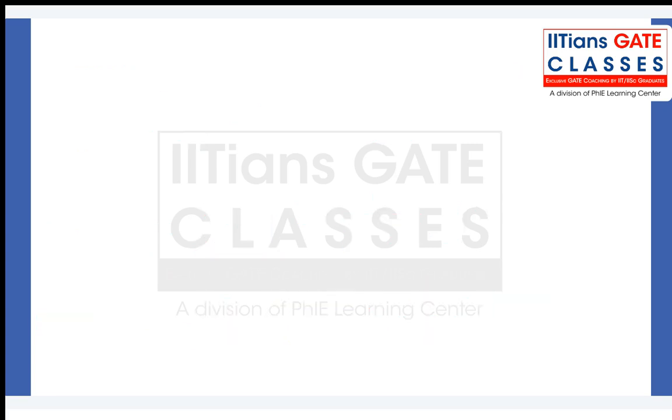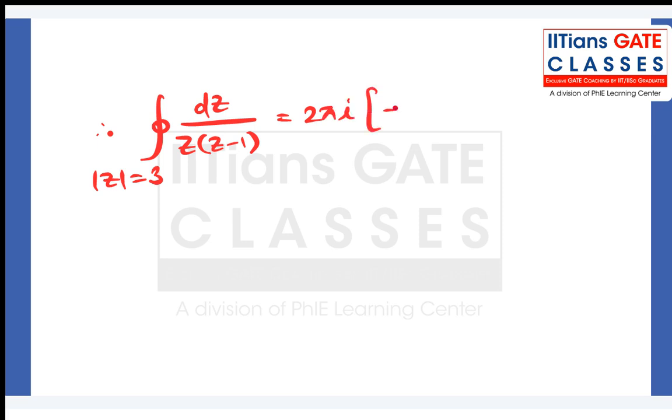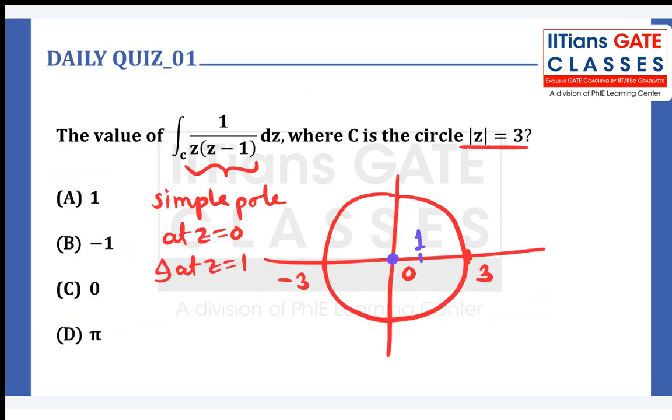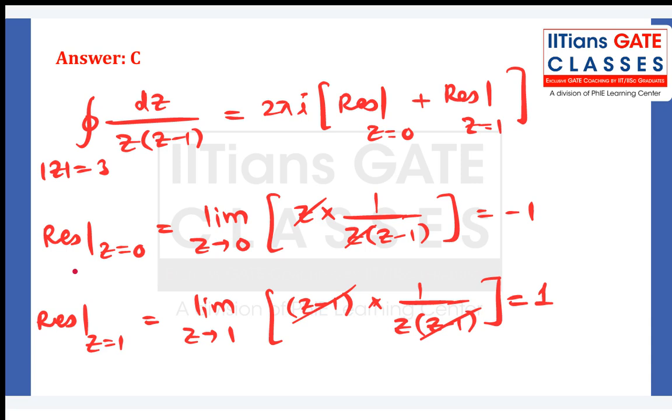Therefore, this integration of 1 by z into z minus 1 on this closed contour is 2 pi i times minus 1 plus 1. So that is 0. The answer should be 0. Is there any option like that? Yes, the correct answer should be option C, and it is matching with your answer key as well.